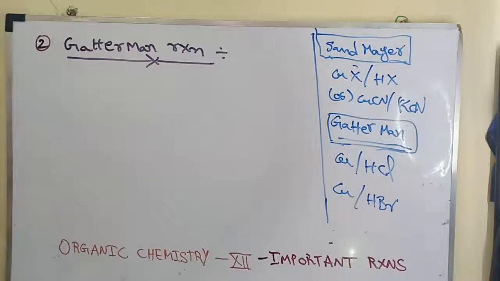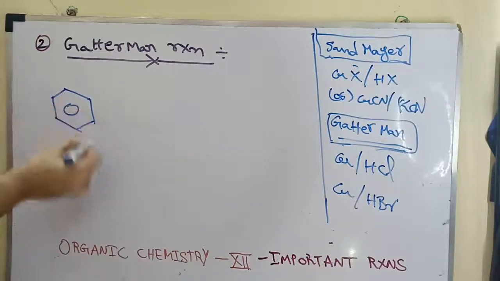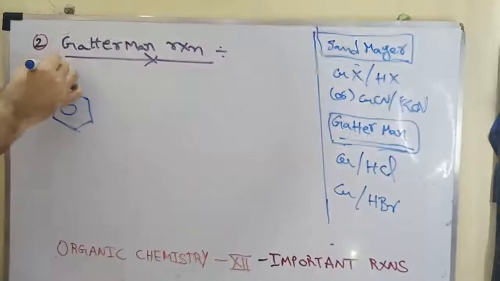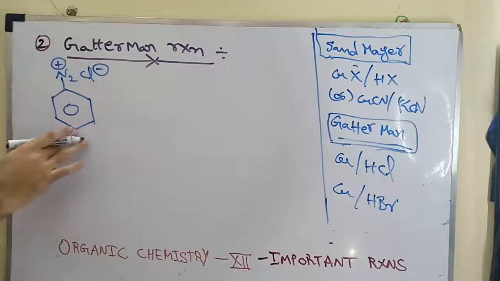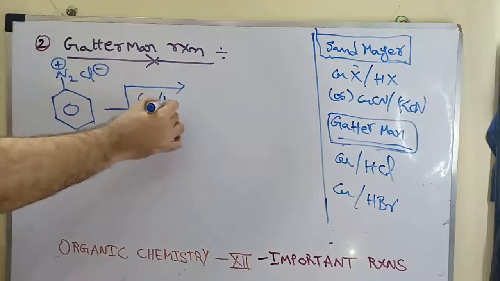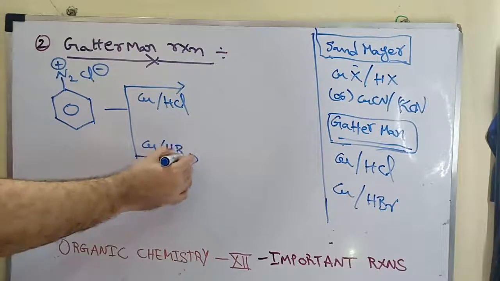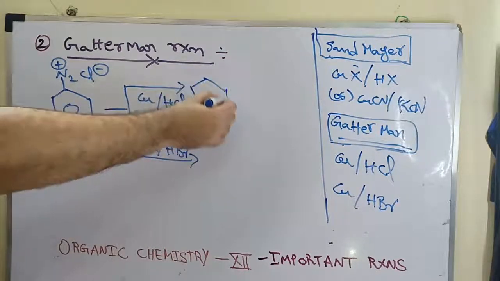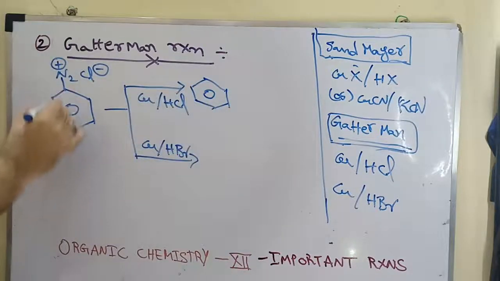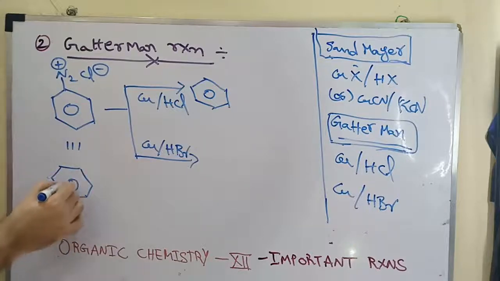But I'll tell you what it is. Here, the same benzene diazonium chloride will be taken. It is treated with Cu/HCl or Cu/HBr. So as I told, this one will be equivalent to a positive charge on the benzene ring. You can think of a cation made out of the benzene ring.